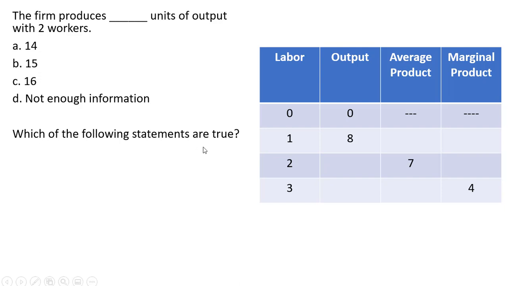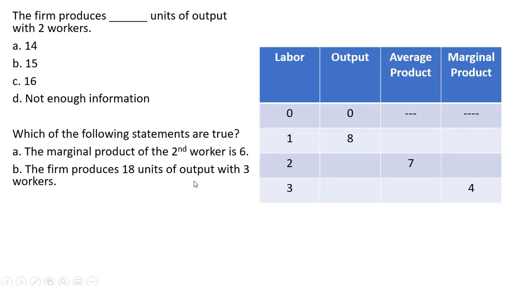Which of the following statements are true? The marginal product of the second worker is 6. So we just learned that with 2 workers, total output is 14. So when we go from 8 to 14, that is going to be the marginal product of the second worker. So 14 minus 8 is 6, so that is correct.